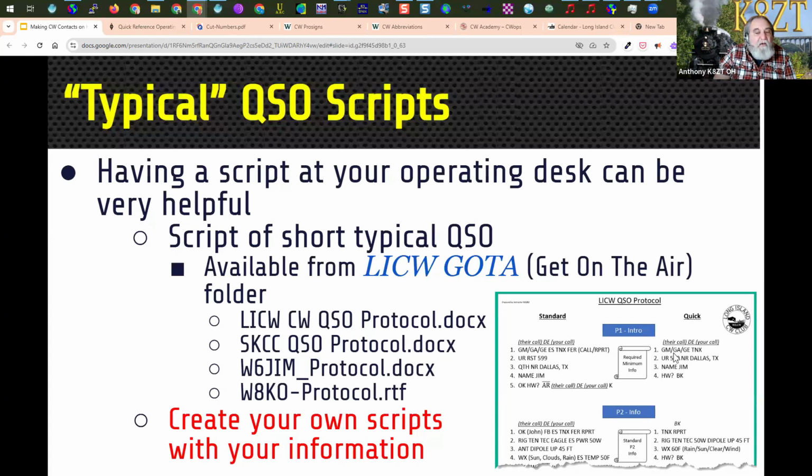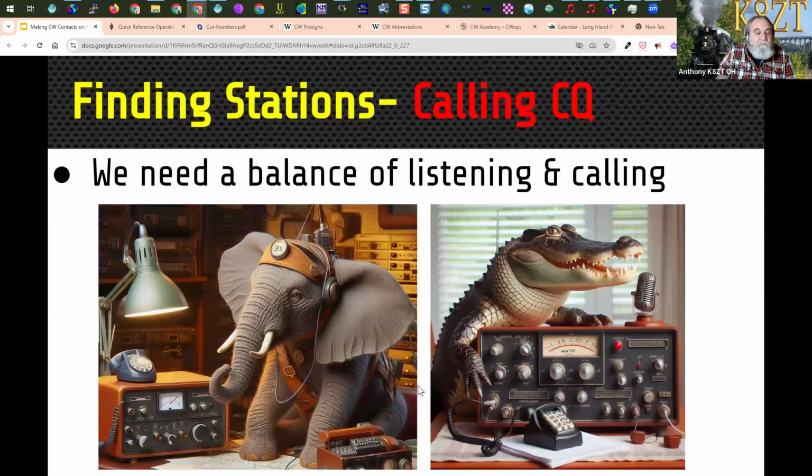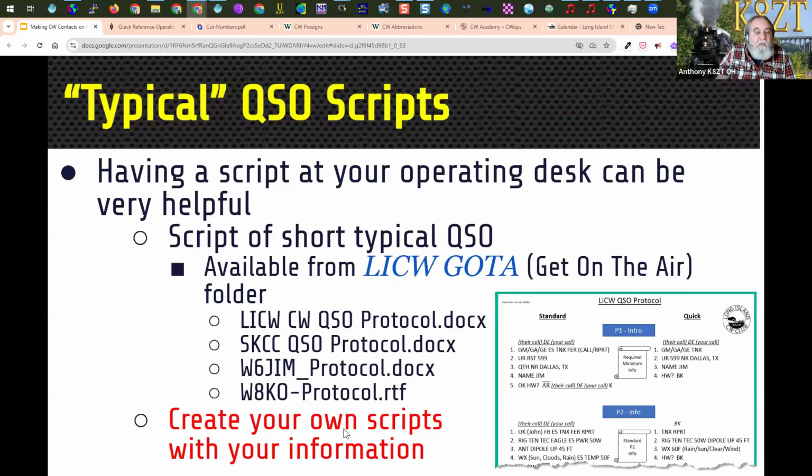So have things like all of your membership numbers. So I have my QRP ARCI number, my AMSAT number, my GQRP club, etc. numbers, so I have them all handy right there on that little sheet. So these are all information that's available from the Long Island CW group, and you can also create your own. And on this create your own scripts, I thought I had a link here. Maybe I don't have it. No, I don't.